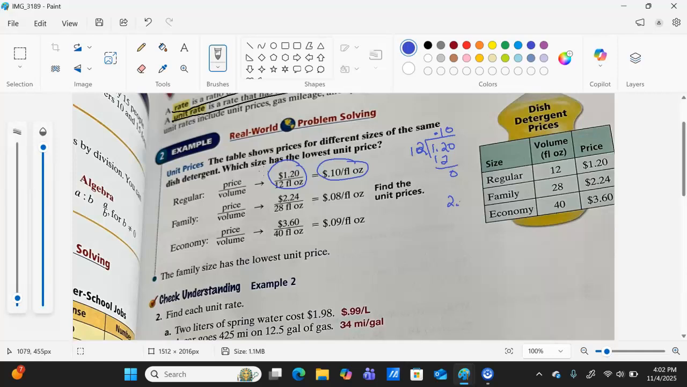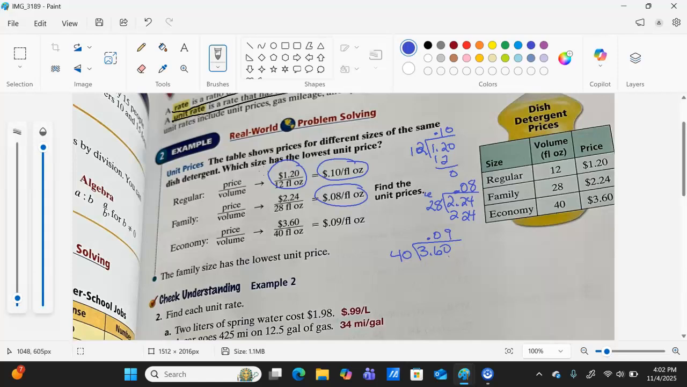224 divided by 28. It won't go any. And then 8 times 8 is 64, carry the 6. 16 plus 6 is 22. So 0.08 is how they got that. And then lastly, 0.360 divided by 40.